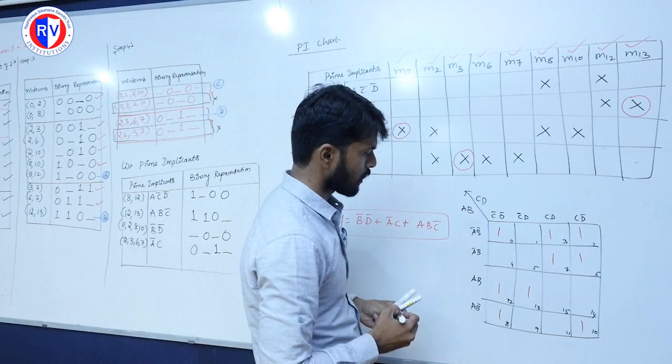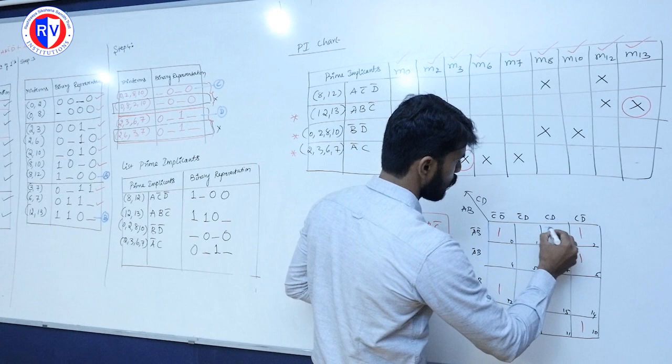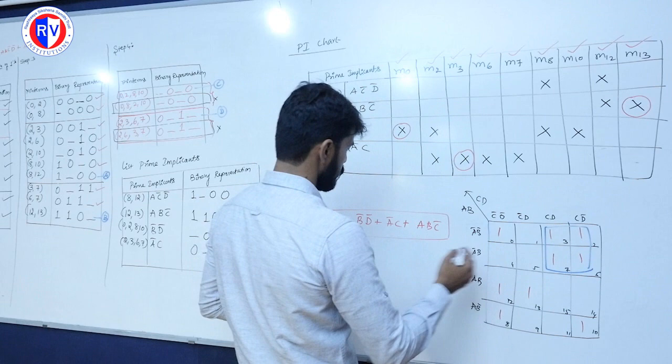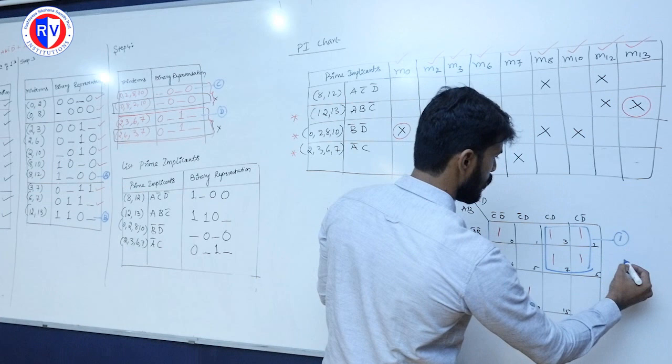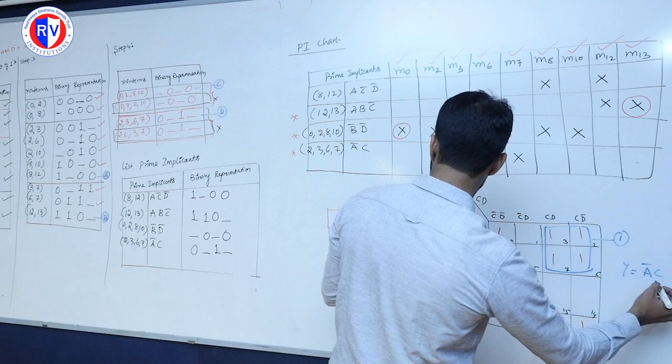So what can we do? Now I will try to group this. This 4, I will make a group. So what are we getting from this? This is the first term. What is the term? A bar is common in this case. So I will take A bar, and which is the common here? C. A bar C. Yes, A bar C is there. Here also A bar C is there.